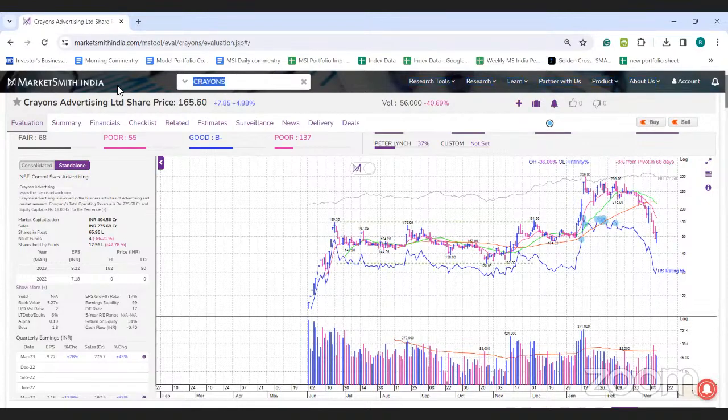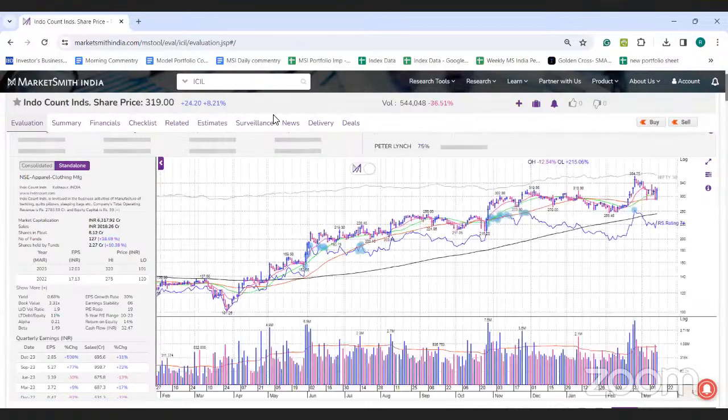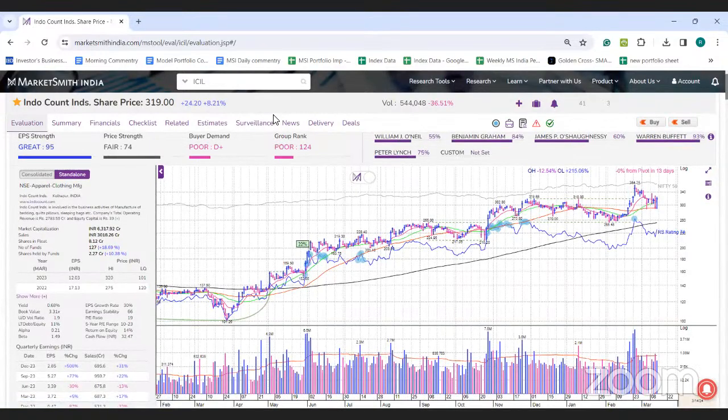The next question is Indocount Industries. Disclaimer over here that this is part of our model portfolio. Okay, yeah, the stock found a good support.